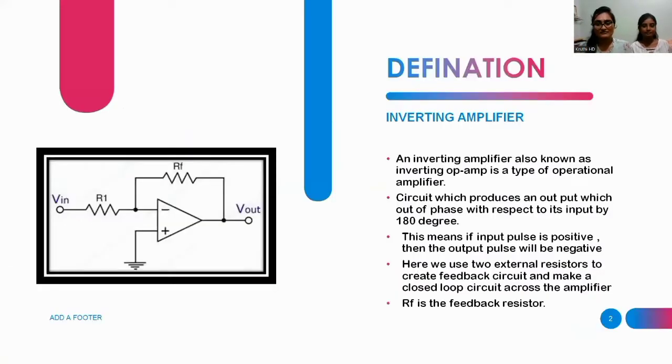What is an inverting amplifier? An inverting amplifier, also known as an inverting op-amp, is a type of operational amplifier circuit which produces an output that is out of phase with respect to its input by 180 degrees, means there will be a phase shift of 180 degrees. This means if the input pulse is positive, then the output pulse will be negative. Here we use two external resistors. One is RF, which is the feedback resistor, and R1 is the input resistor.